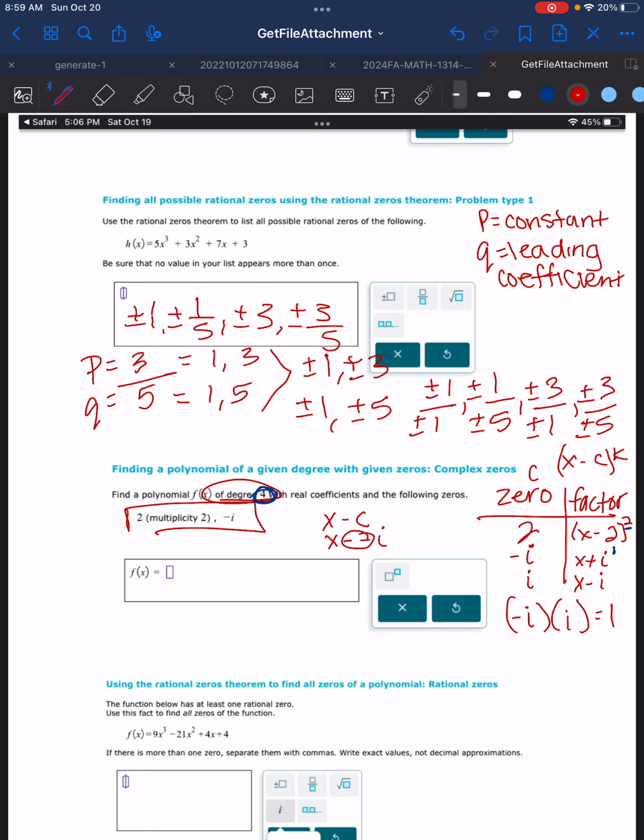So all we're going to do now is multiply all of this. So first, I want to multiply this x plus i times x minus i. We'll do that first, and then we'll come back and do the x minus 2 times x minus 2. The x minus 2 times x minus 2 is coming from this x minus 2 squared. So here we go.